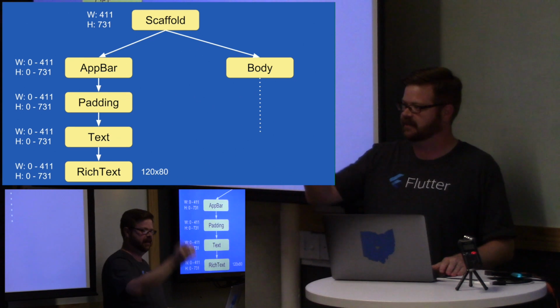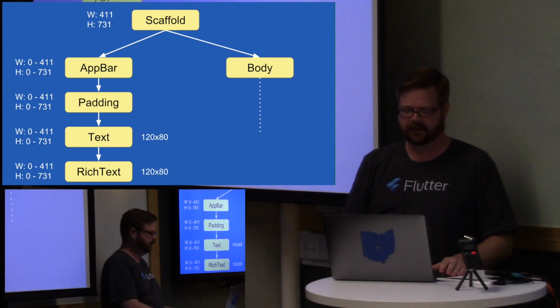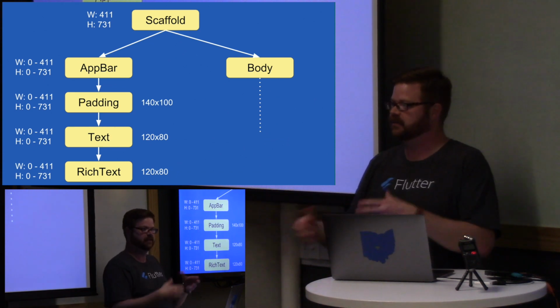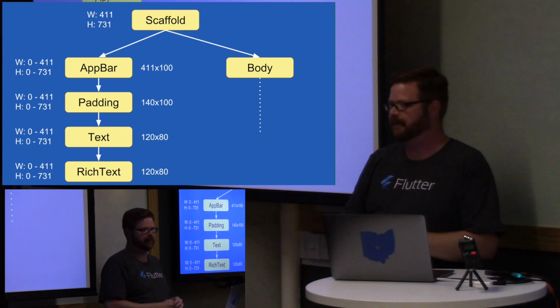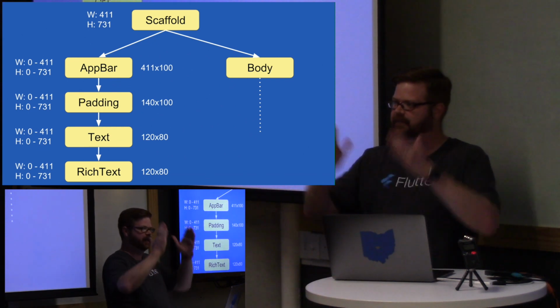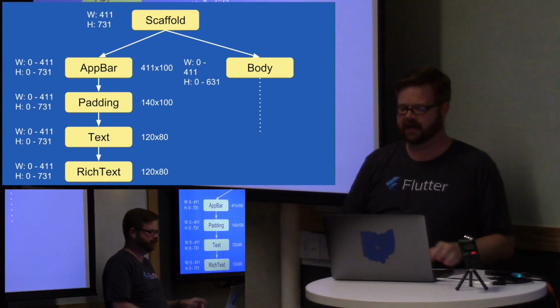And so it passes its size back up to text. Text says, that's awesome. I don't do anything, so I'll just pass that back. Then it goes to padding, and padding's like, okay, I'll take your size, I'll add my padding to it. Now I'm a little bit bigger. Passes that up. App bar's like, cool, I'll take your height, but I'm the entire width of the screen, so I'll add that on. And then it passes it up to scaffold.